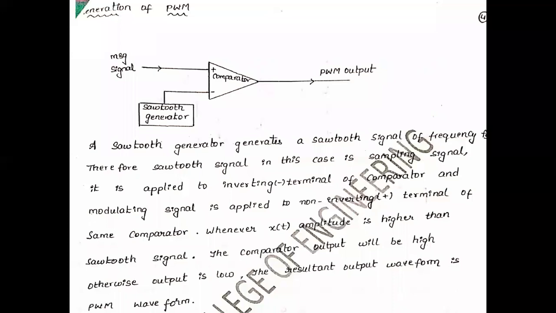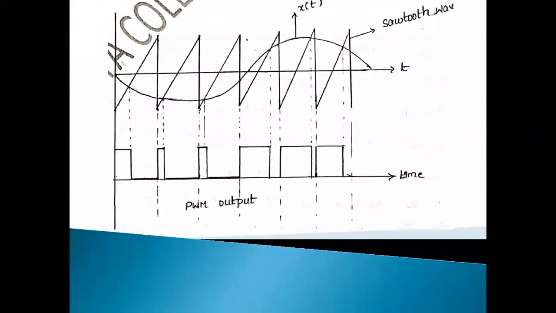So now there is an interaction. See this waveform. This is the message signal. Now the sawtooth signal is there. The sawtooth signal is nothing but a ramp signal. Now the interaction takes place where the message signal and the sawtooth signal intersect. This is the interaction.